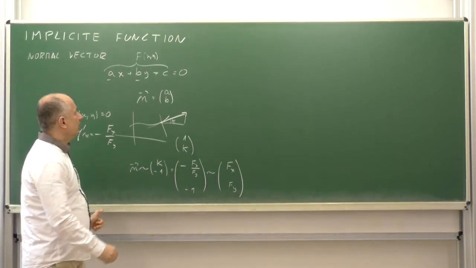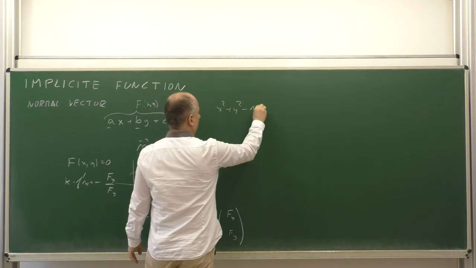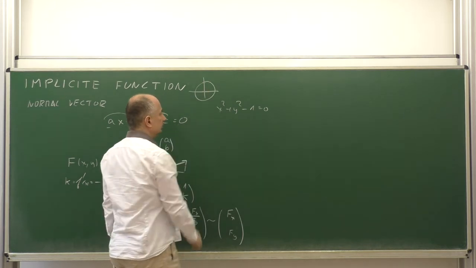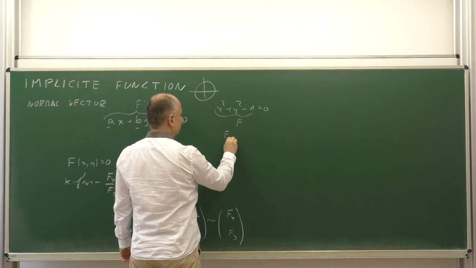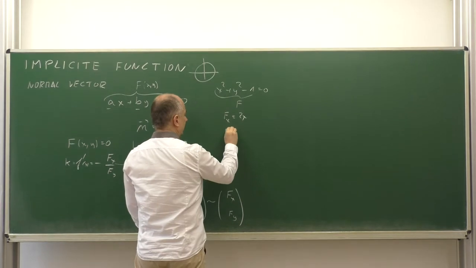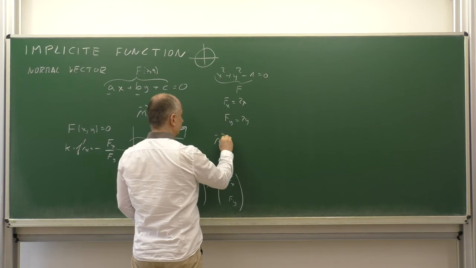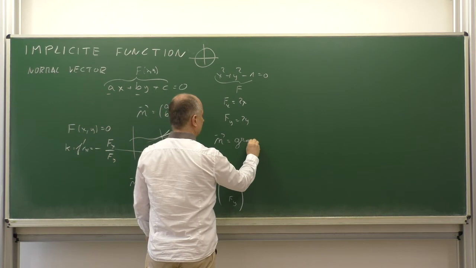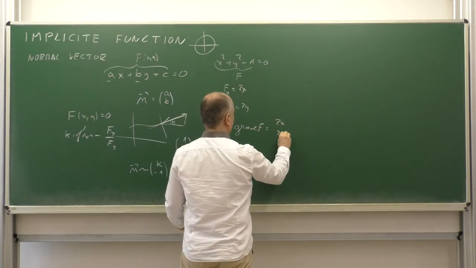This can be illustrated by a simple example. Say x squared plus y squared minus 1 is 0, which is the unit circle. And if we call this capital F, then the gradient or the partial derivatives are 2x, and the derivative with respect to y is 2y. So the normal vector, which can be the gradient of F, is the vector (2x, 2y).